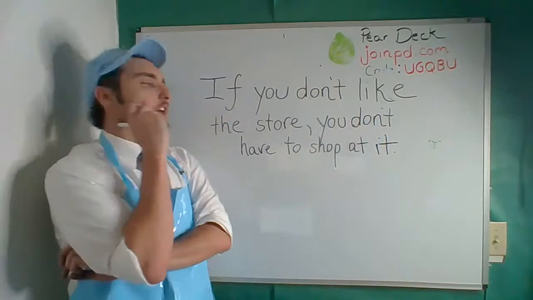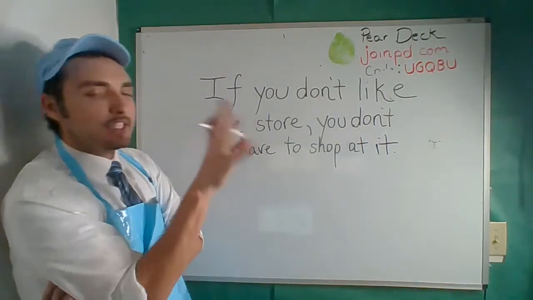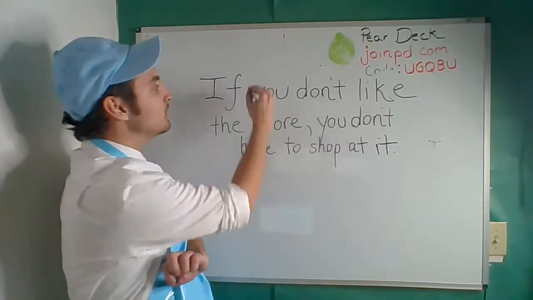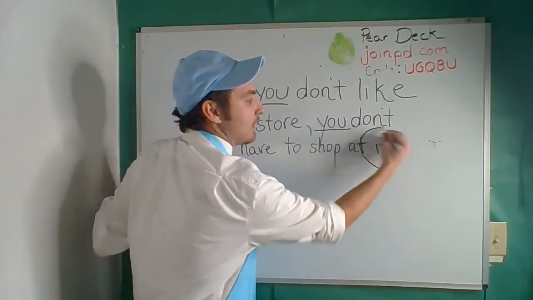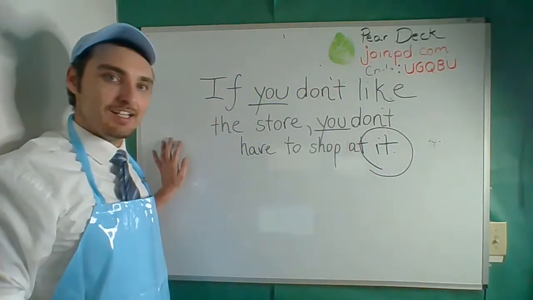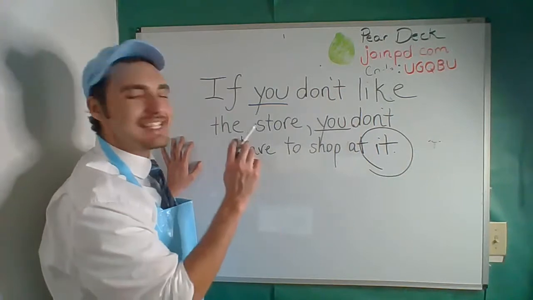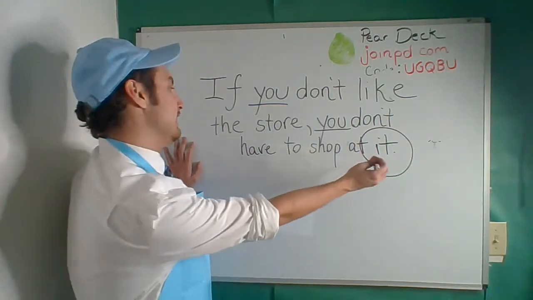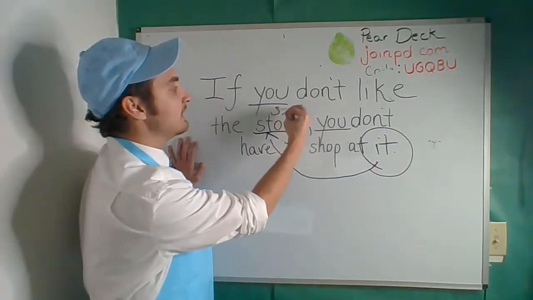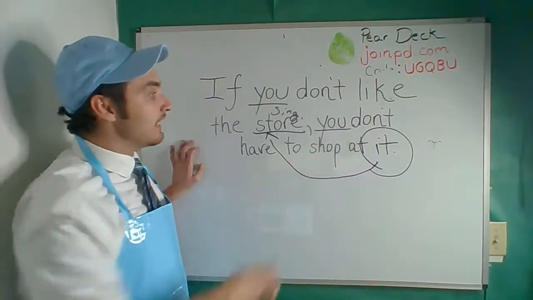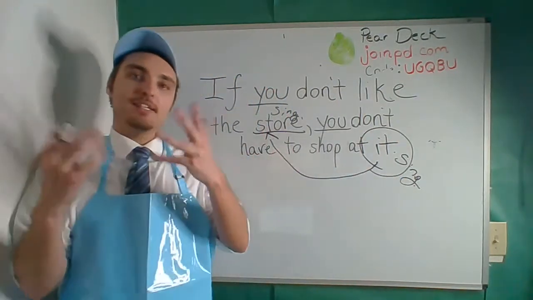So what do you think here? If you don't like the store, you don't have to shop at it. Let's identify the pronoun. We're seeing some you, but let's say in context, we're having a conversation. You. But then we have this right here, the pronoun it. What is the antecedent to it? What is it referring to? It is referring to the store, the store being singular and not of a gender, therefore, it agrees with the pronoun it.